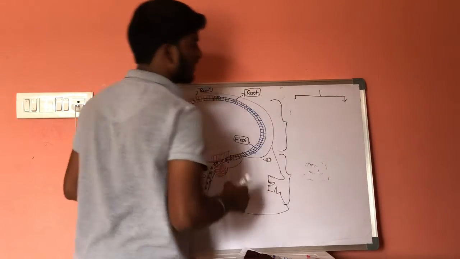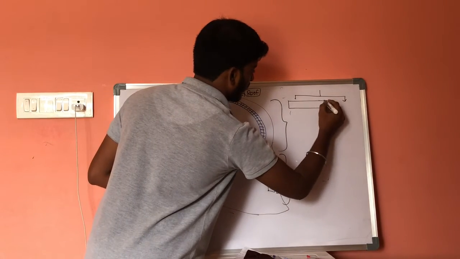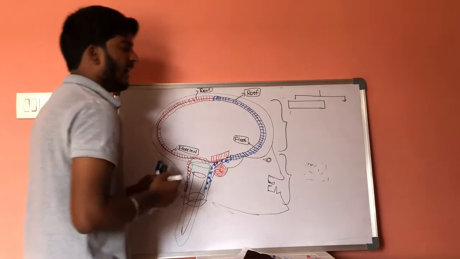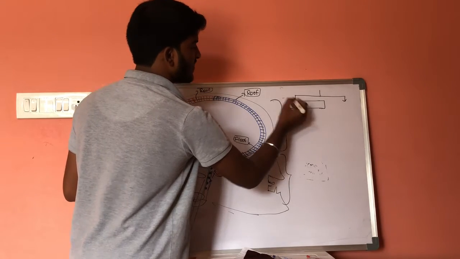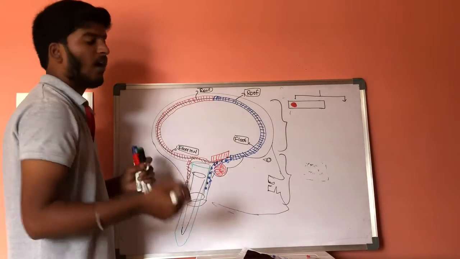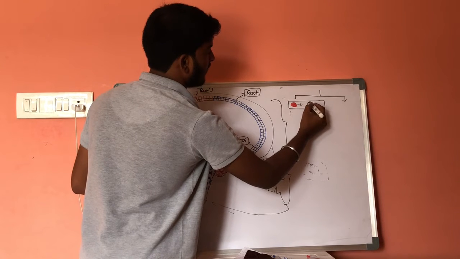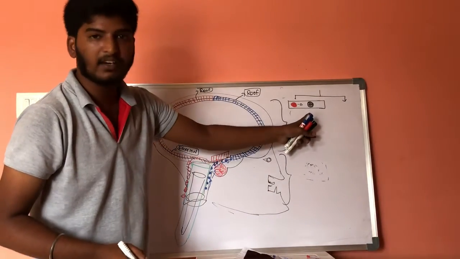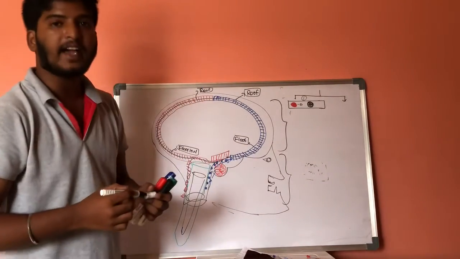One is the first form and the other is the second form. Let us discuss the first form. In the first form, these mesenchymal cells are directly converted into osteoblast cells. This is the first pathway, which is also called the direct pathway.